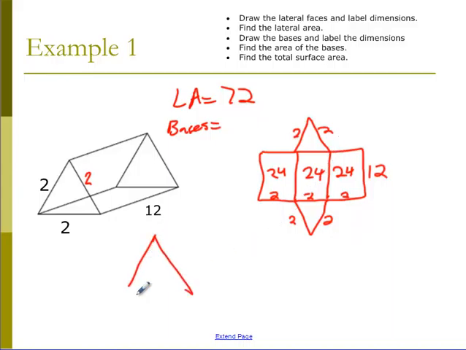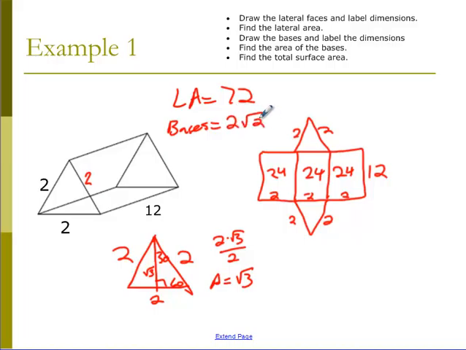So let's draw one of the triangles just a little bit bigger so we can see it. 2, 2, and 2. When I split this, it becomes a 30, 60, 90 triangle, 30 and 60. So as we get more comfortable with this, we're going to see that this is just square root of 3. So the area of this one triangle is base times height divided by 2. So the area of one triangle is square root of 3. Now I've got 2 of them, each base. So my bases are 2 square root of 3.